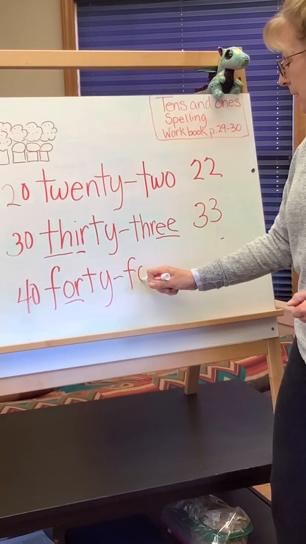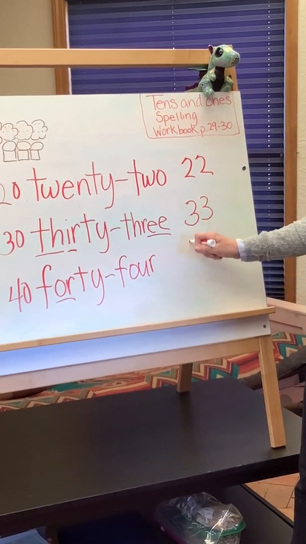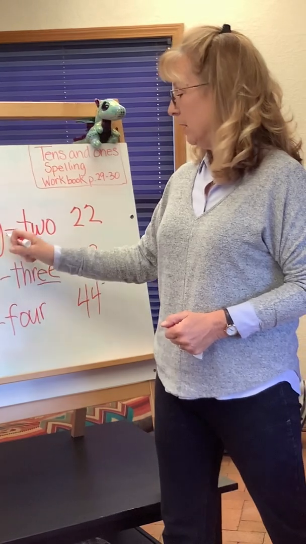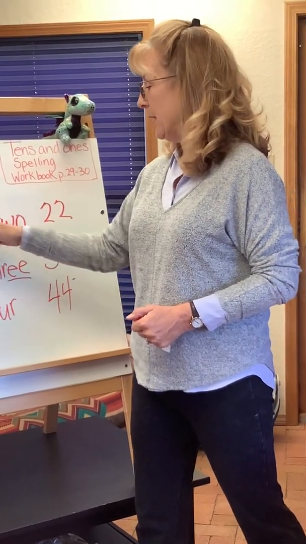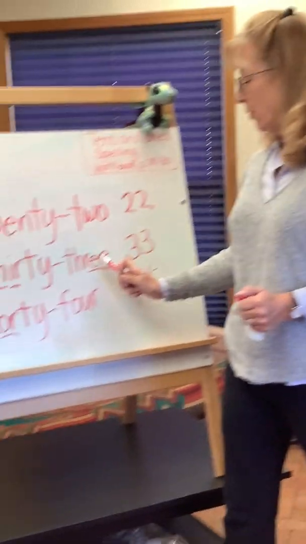If we wanted to say 44, we put a hyphen in between the big number 20 and then the tens and the ones. Okay? 22, 33, 44.